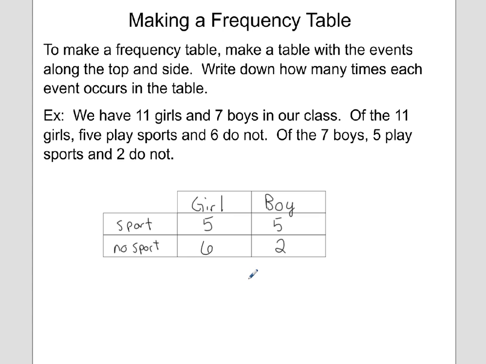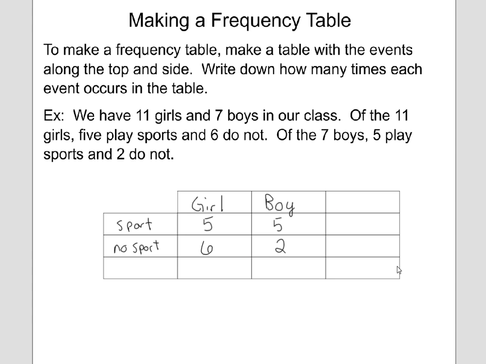Now, often with frequency tables, you're also going to see things where they total things up. So we're going to add another row and another column, and in those, we're going to make totals for the rows and columns. We add 6 plus 5 and we get 11 girls total. Add 5 plus 2, we get 7 boys total. For the rows, 5 plus 5 gives me 10. 6 plus 2 gives me 8. And now if we add this row, we get 18. And we should get the same thing when we add these columns together.